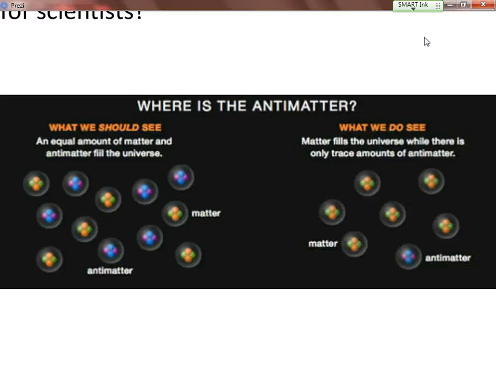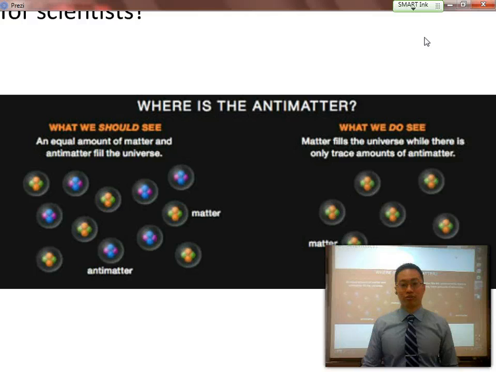But instead, what we actually do see is that the universe is 99.9999999% matter, and a very little bit of antimatter, which is created all the time, but then disappears every time it interacts with matter. And we're not really sure why that actually is.